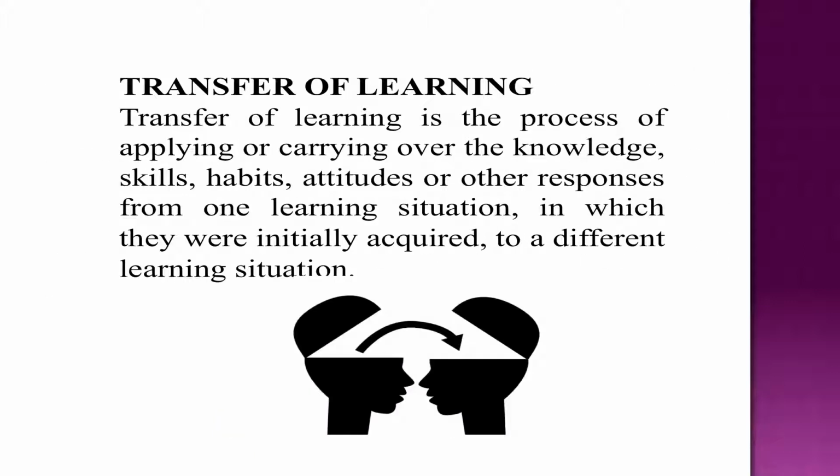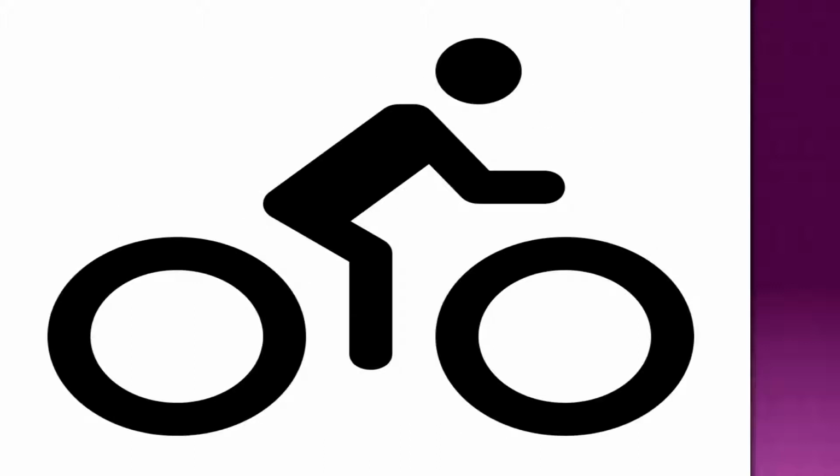Let's come to the very important aspect of learning, which is known as transfer of learning. Transfer of learning is the process of applying or carrying over the knowledge, skills, habits, attitudes, or other responses from one learning situation in which they were initially acquired to a different learning situation. For example, a person who has learned to ride a bicycle finds it easy to learn to ride a scooter. It means that experience or performance on one task influences performance on subsequent learning tasks.